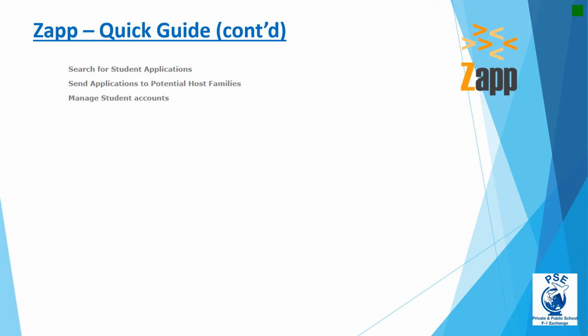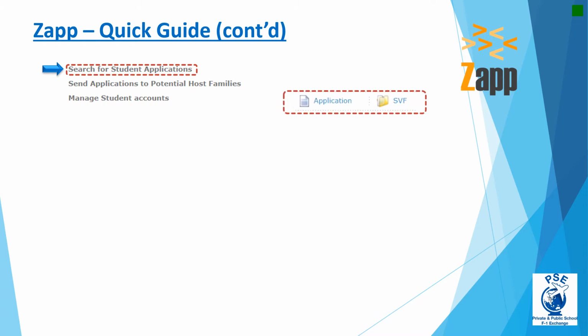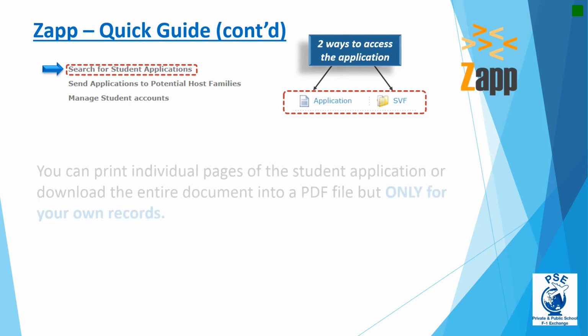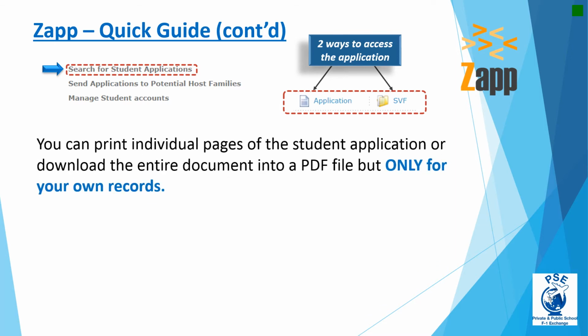You may view a student application in the ZAP system by selecting the Search for Student Applications link, which is located under the Student section. Then fill out the search criteria. From there you can access the student application in two ways. First, by clicking on the Applications icon, or through the SVF or the Student Virtual Folder icon. You may print individual pages of the student application or download the entire document into a PDF file, but only for your own records.